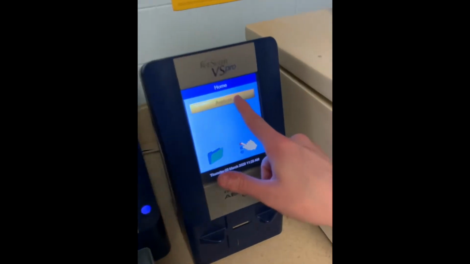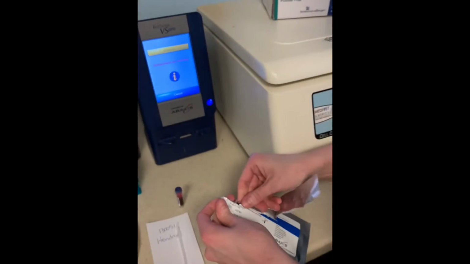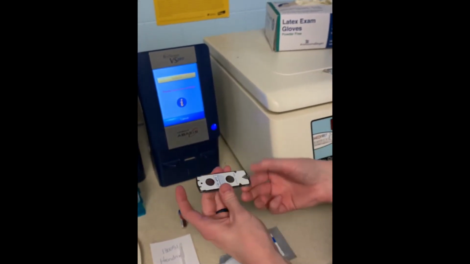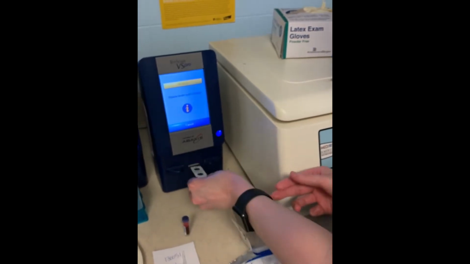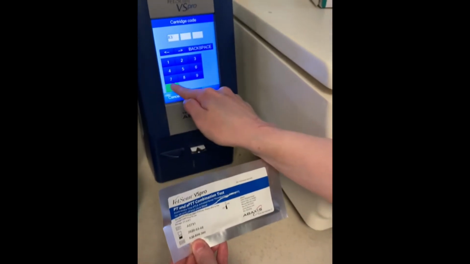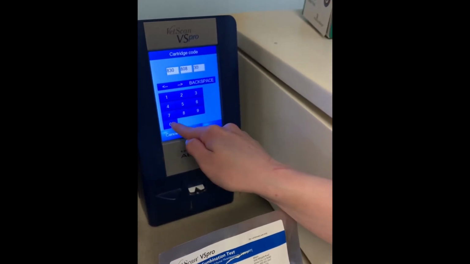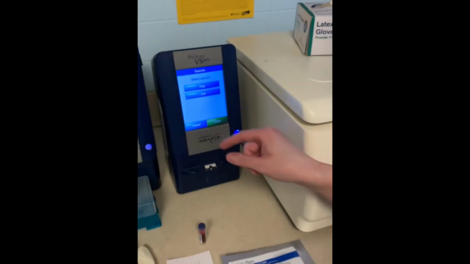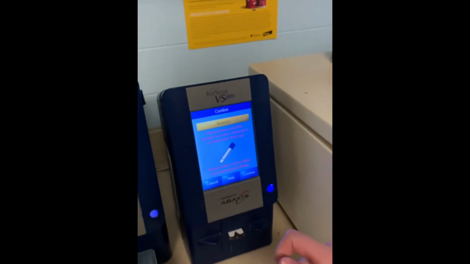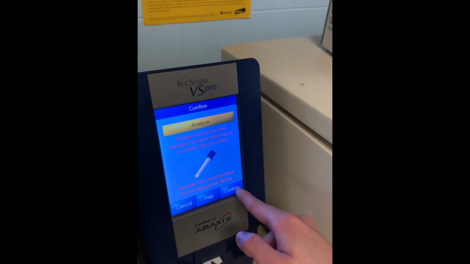You just hit analyze, and it's going to ask to insert the cartridge. So we'll take it out of the packaging and then we insert it this way. It's going to ask for the code that was on the packaging, so tap that in. And this is a dog. So hit done. Now we're going to confirm that it was obtained in a citrate tube.